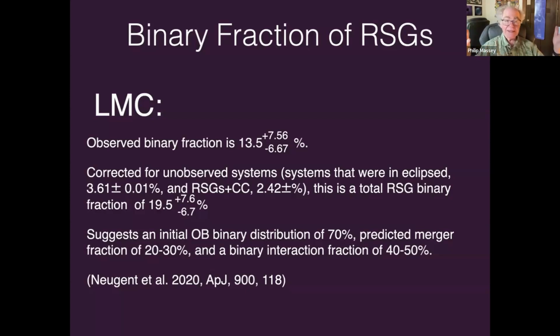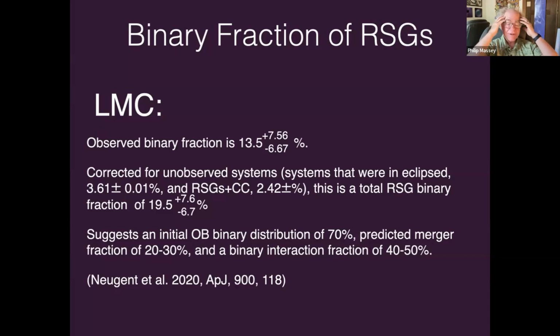Now you have to correct that, because when you happen to observe a red supergiant, it could be that it's in eclipse, and stays in eclipse for a long time. So she used the BPASS models to correct for this. That adds another 3.6% that you would miss. And then what about the stars where the companion has already turned into a neutron star or a black hole or something? So she used the BPASS models to correct for that. That's another 2%. So the final binary fraction she got is about 20% for the LMC.